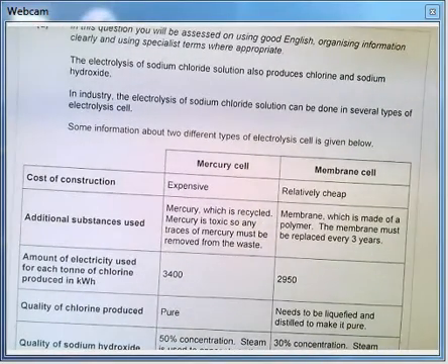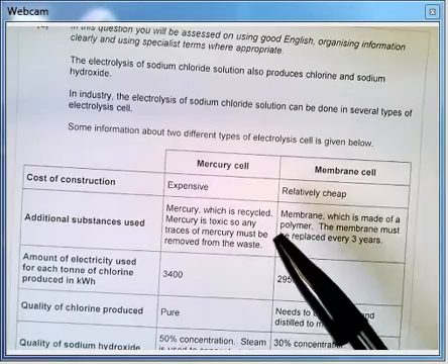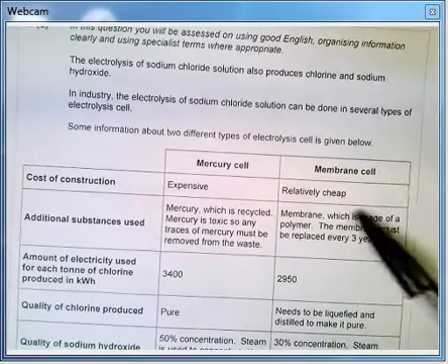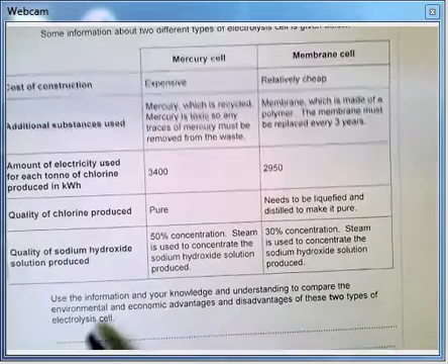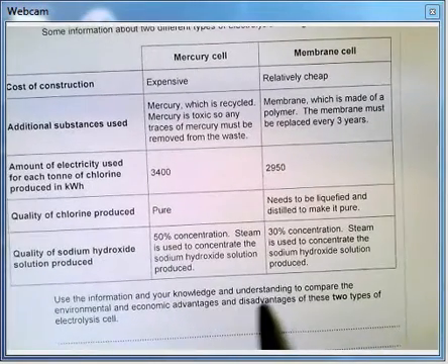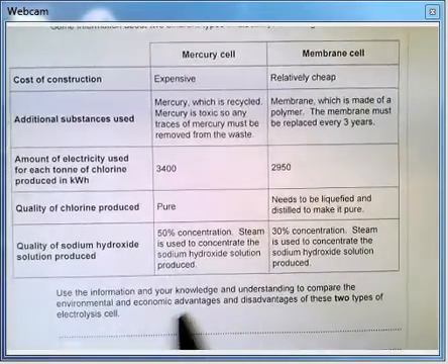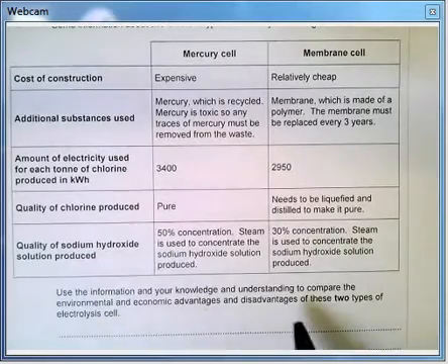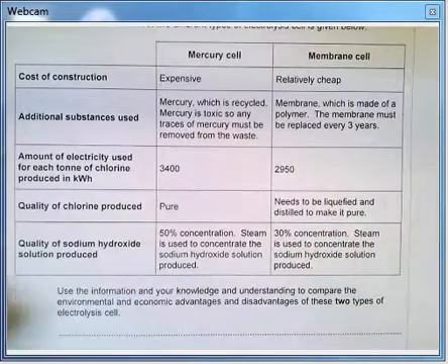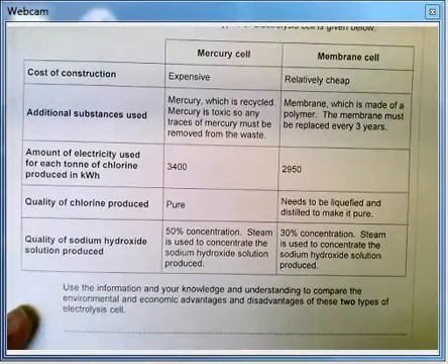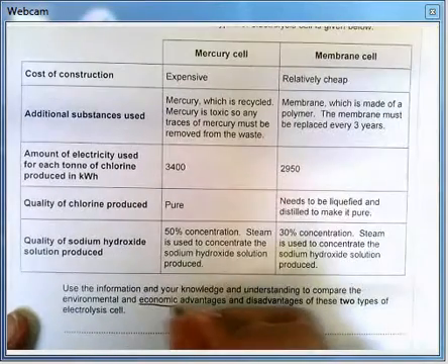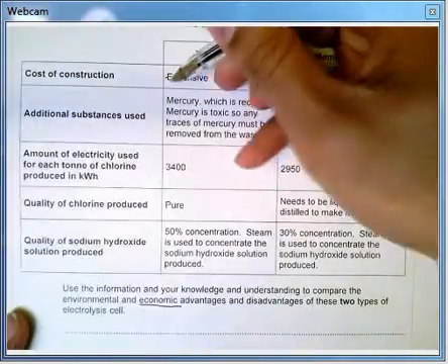Okay, so we need to make sure we lay our points out clearly. You need to talk about each one in turn. So if you're going to talk about the cost of the mercury cell, back that up with a point about the cost of a membrane cell. So I'm not actually going to write the answer here in the space underneath, because it actually says use information and your knowledge and understanding to compare the environmental and economic advantage and disadvantages of these 2 types of electrolysis cell. So I'm not actually going to write the answer here. I'm going to go through the points that I would write. Well, let's talk economic first, because you can see the first point is about economic up here.